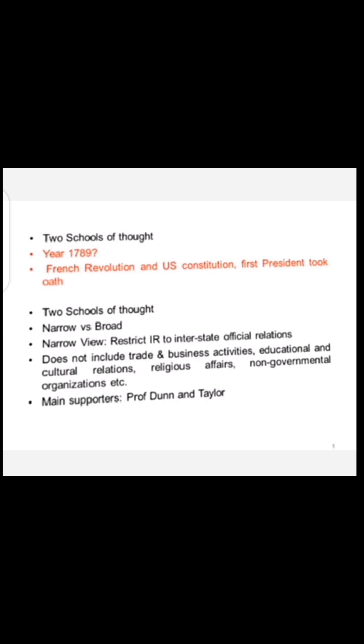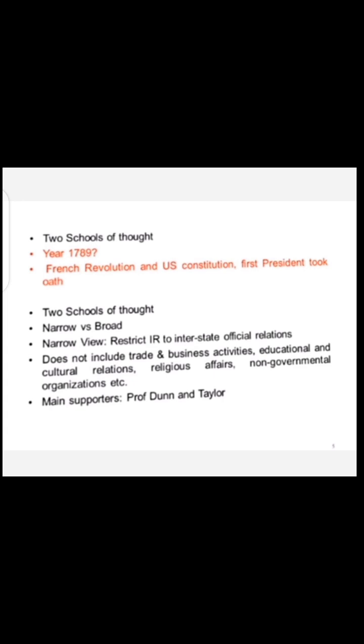So before moving to the two schools of thought of international relations, what happened in the year 1789? In 1789, the French Revolution and the US Constitution, the first president took the oath. So who was the first president of the US? Yes, you rightly guessed, it was Washington.